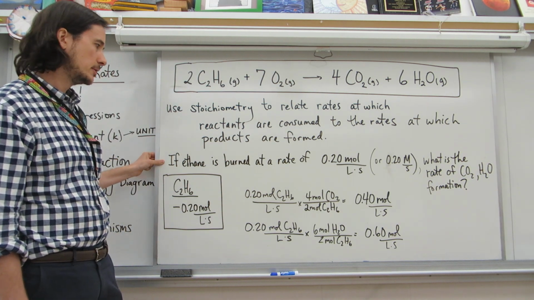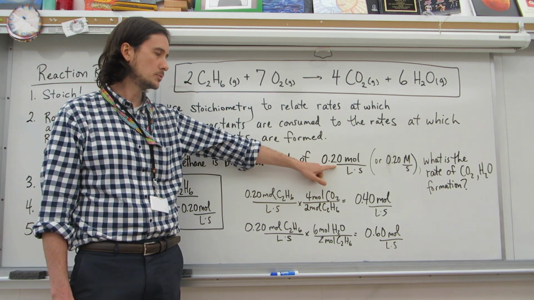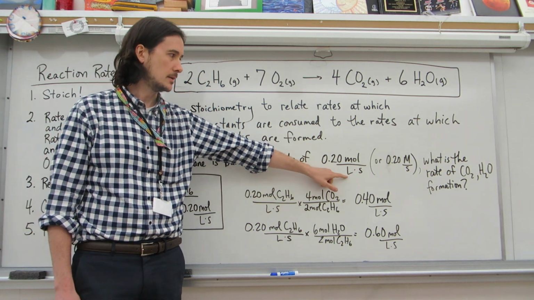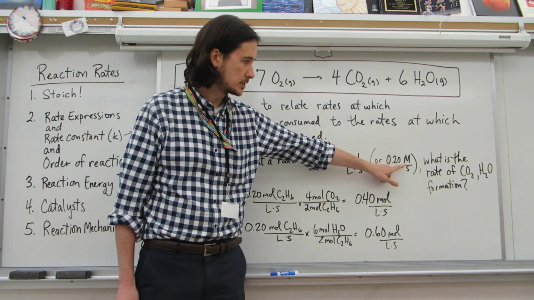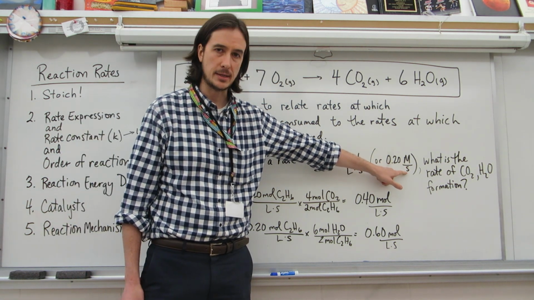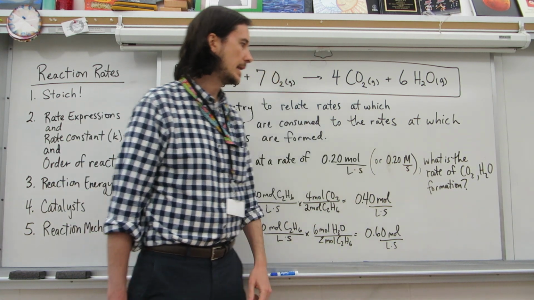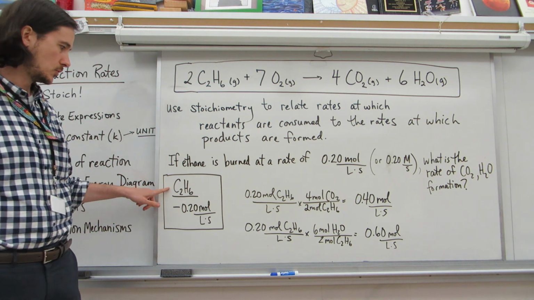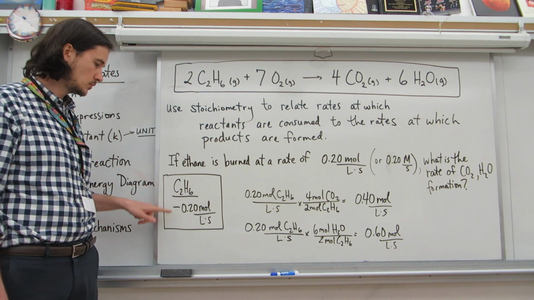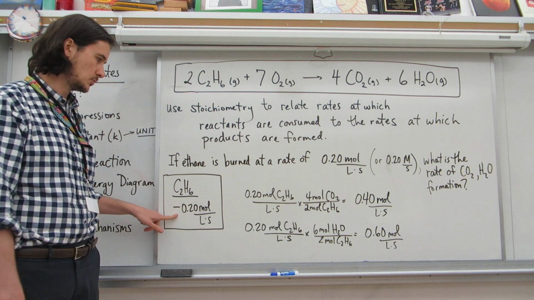So we have a question here. Ethane is burned at a rate of 0.2 moles per liter per second. So you'll see it written like this, moles per liter, and you'll also see it written as molarity per second. It's the same thing. What is the rate of CO2 and H2O formation? So the rate for C2H6, for ethane, the rate is negative, right? It's going to be decreasing because it's being consumed.